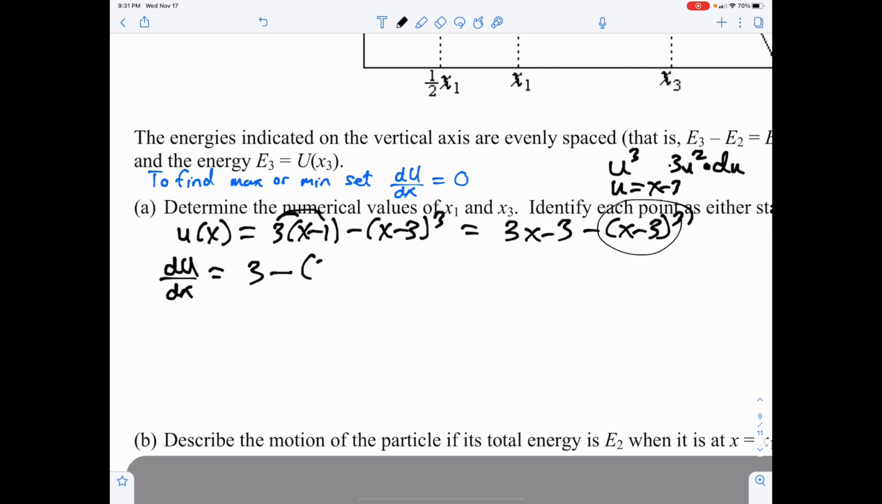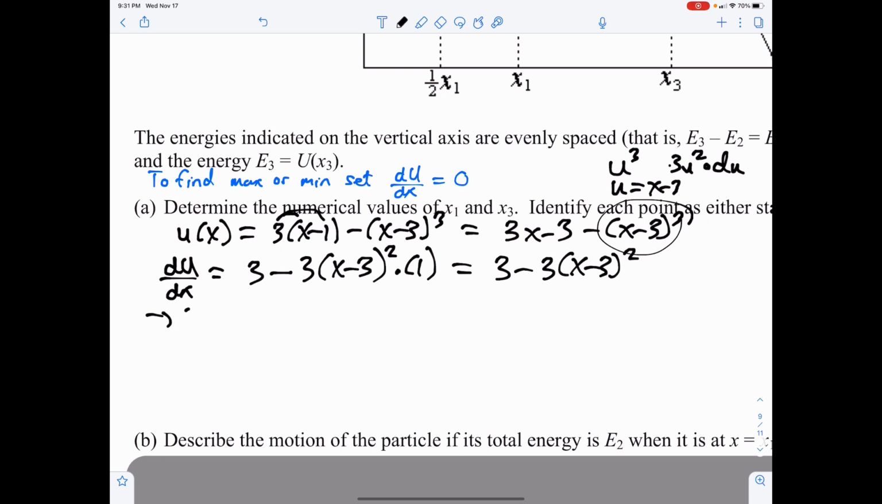So this would be 3 times the quantity x minus 3 squared times the derivative of the inside function, which would just be 1. The derivative of x is 1 and the derivative of 3 is nothing. So the derivative of the inside function is just 1. Okay, so this becomes 3 minus 3 times the quantity x minus 3 squared. Now we're going to set that function equal to 0: 3 minus 3 times the quantity x minus 3 squared equals 0. That's going to help us find mins and maxes.